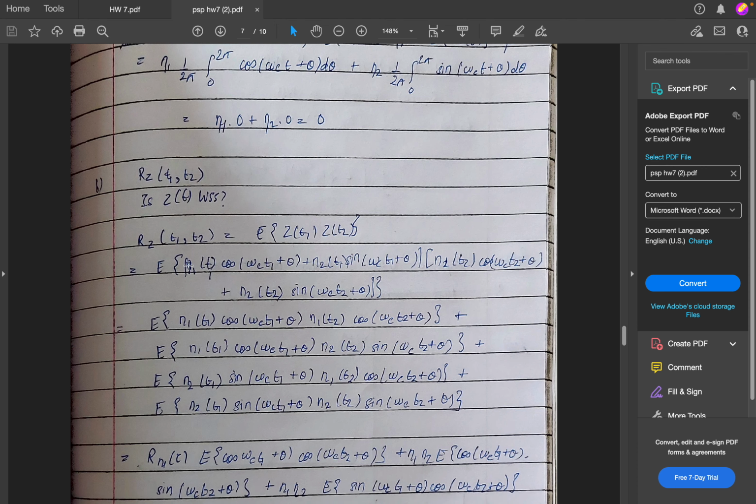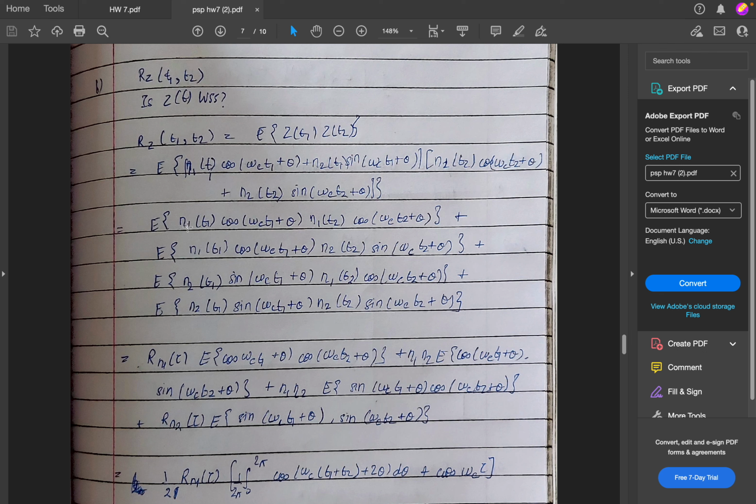The first term will be the expected value of n1(t1) cos(ωc t1 + θ) times n1(t2) cos(ωc t2 + θ). Similarly, we split it into the second term, which is this term times the other given term, and then the third term, n2(t1) sin(ωc t1 + θ) times n1(t2) cos(ωc t2 + θ). And similarly for the fourth term, we multiply the remaining two terms.